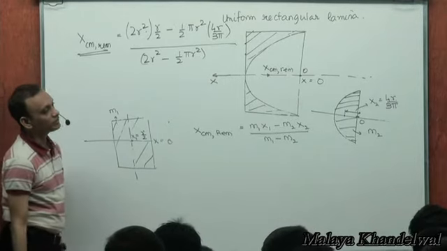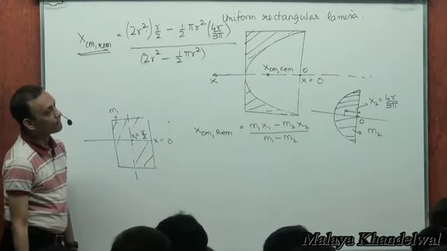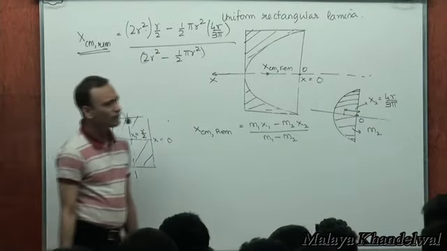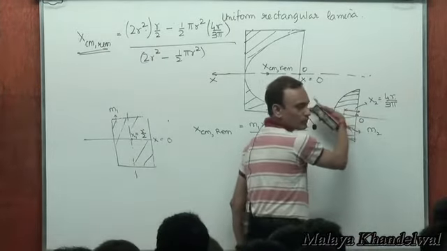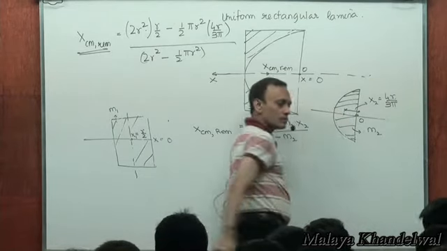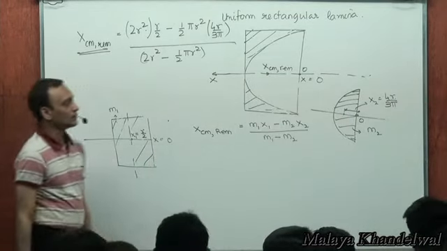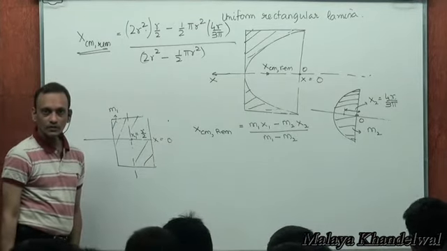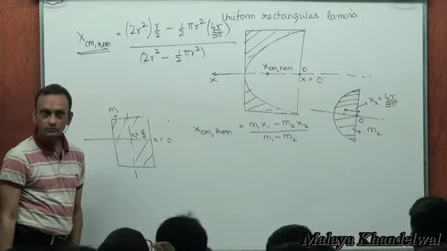Tell me where the confusion. Why minus 4r by 3 pi? No, everything measured from here positive. Is that fine?